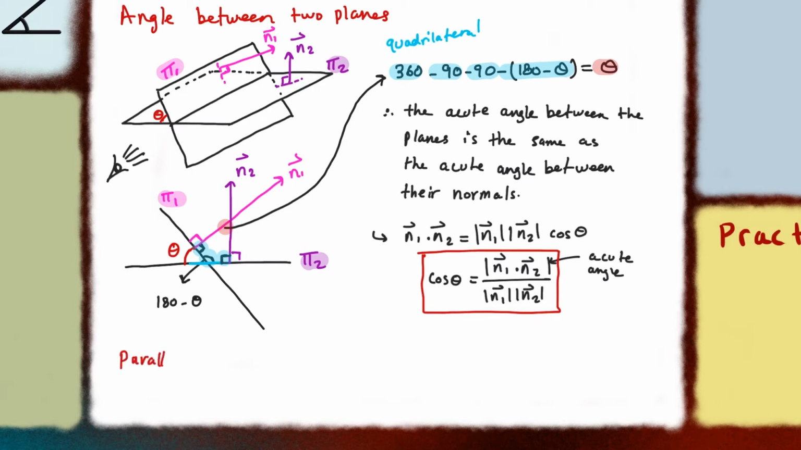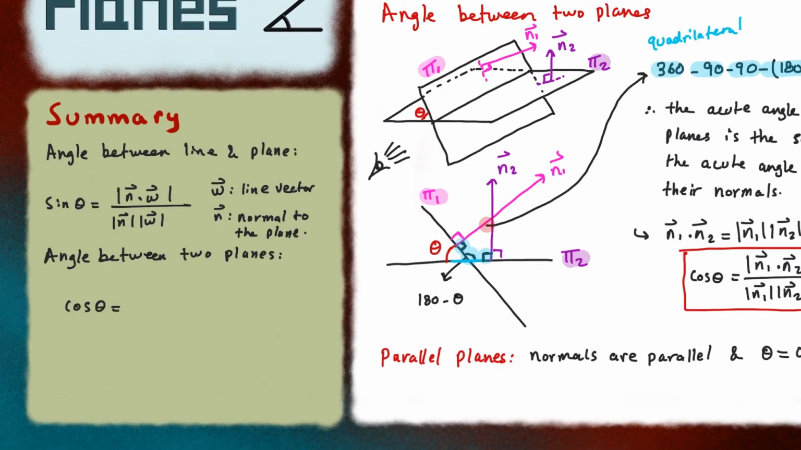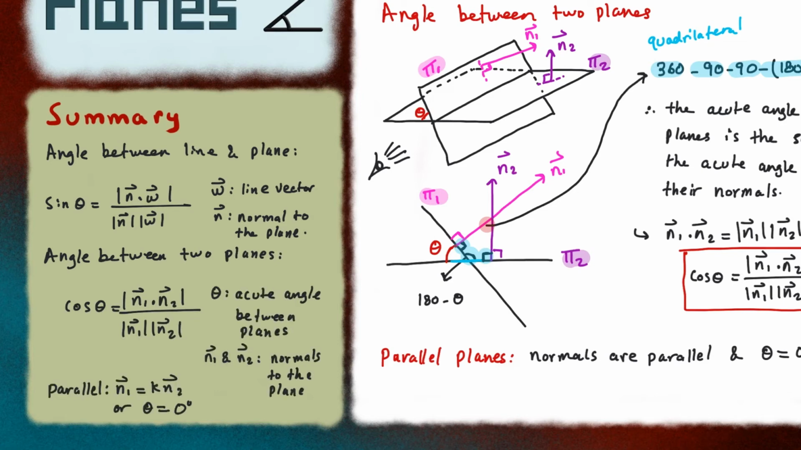Note that if two planes are parallel, that means their normals are also parallel, and that means the angle between them is either 0 or 180 degrees. In this case, we are going to use theta equal to 0 because we are only calculating the acute angle using this equation. The summary of the concepts of this video is fast forwarded here, so if you want to pause and write down any of the information, please feel free to do so. And now we're going to look at an example.